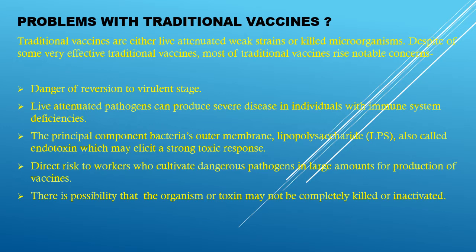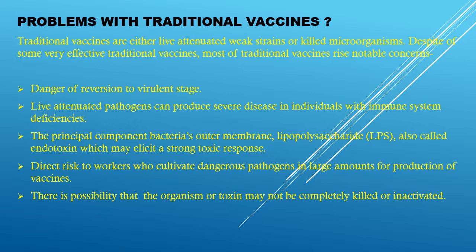The principal component of the bacteria's outer membrane is lipopolysaccharide, also called endotoxin, which may elicit a strong toxic response. So in many vaccines, we use the outer membrane protein of a bacteria to induce immunogenicity, which in some cases can act as endotoxin and cause various other problems in the individual. And there is a direct risk to workers who culture dangerous pathogens in large amounts for production of vaccines.